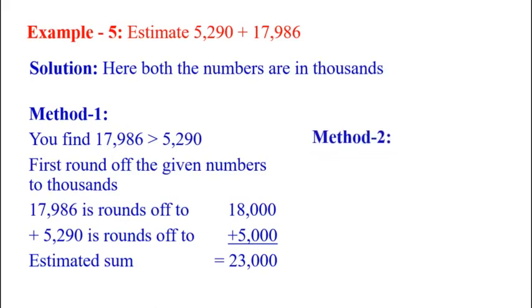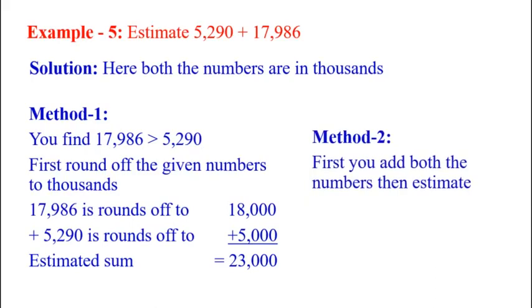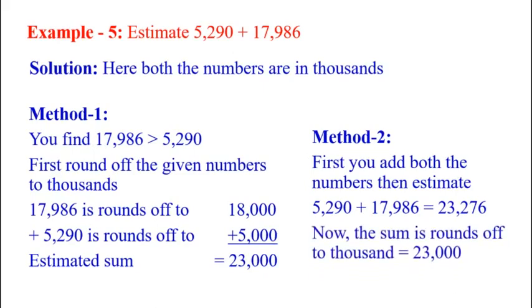Method 2. First you add both the numbers, then estimate. So 5,290 plus 17,986 is equal to 23,276. Now the sum rounds off to thousands, that is 23,000.